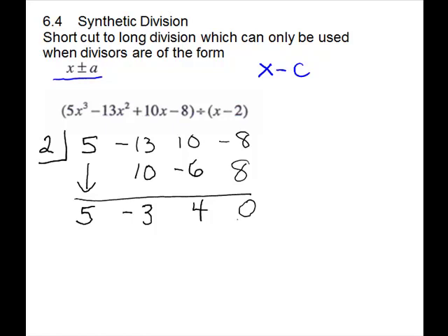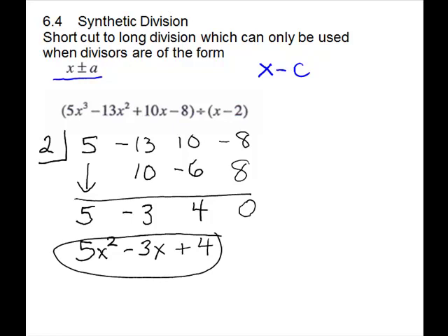To put it back together, you're going to put each of these and you're going to drop 1 degree lower than you had in your dividend. So that was x cubed. You were going to go to x squared. So 5x squared minus 3x plus 4. This is the answer to the long division. If you want to check it, you can multiply these polynomials. I'll do that on the next screen.